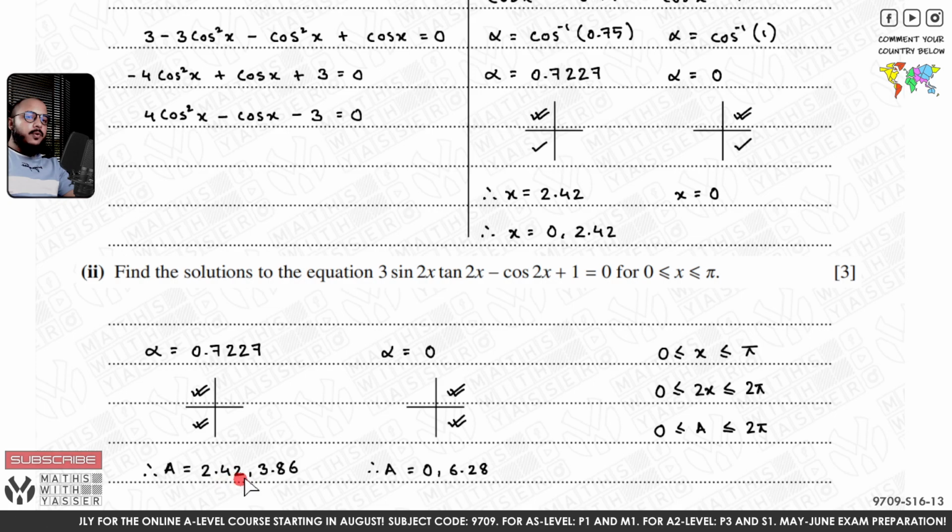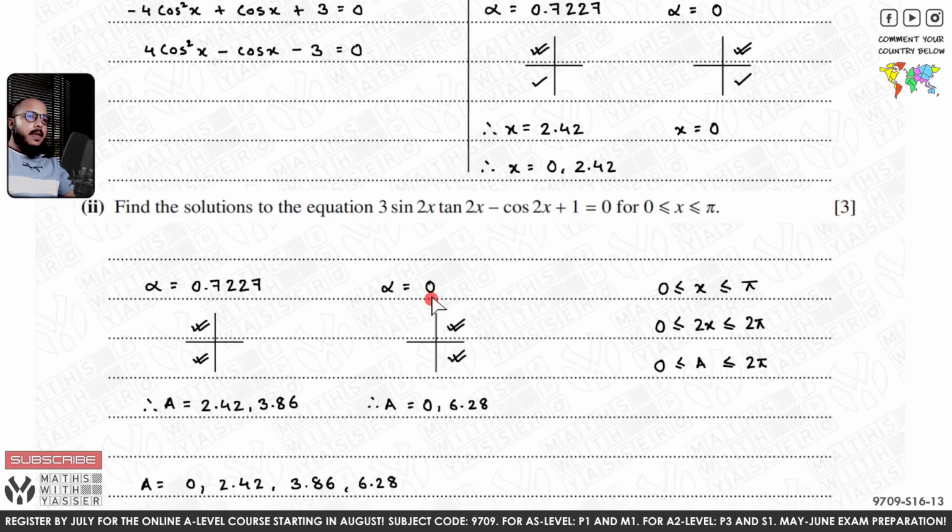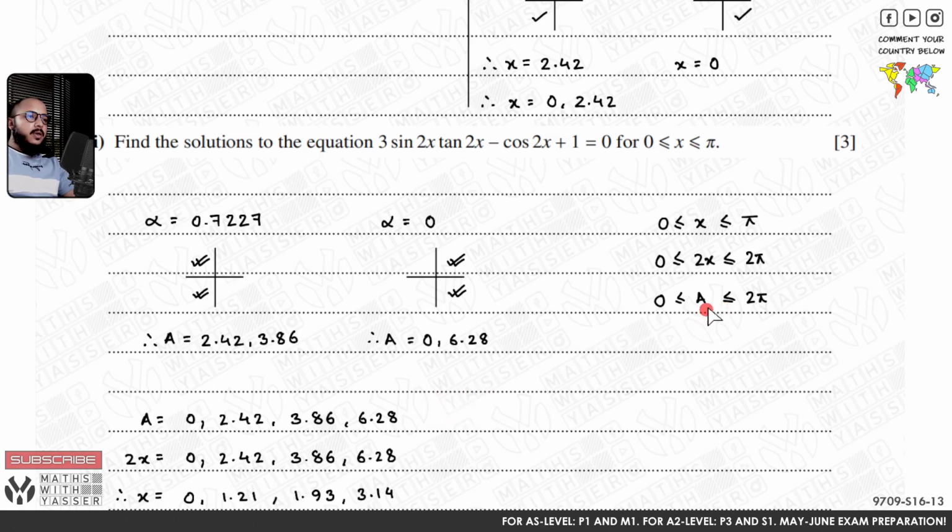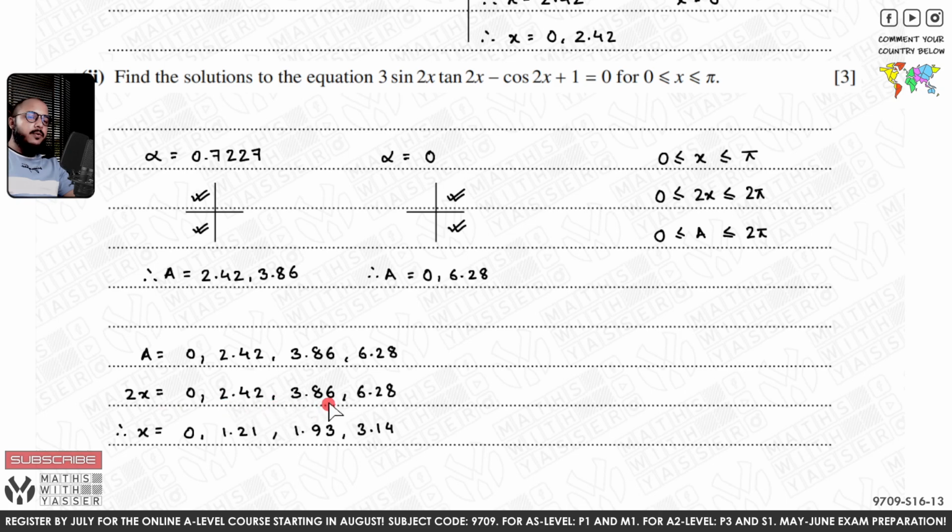So it will be 2.42, and for the third quadrant it will be pi plus the basic angle, which gives us 3.86. And for the other one, where the basic angle is 0, we can take this also, the value from the fourth quadrant, we can consider that as well because we have the limit up to 2 pi. So 2 pi minus 0 is 2 pi, and in decimals 2 pi means 6.28. So basically we got the values of A. A is 0, 2.42, 3.86 and 6.28, which is the same as 2x equals 0, 2.42, 3.86 and 6.28.